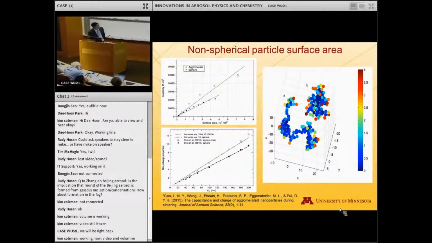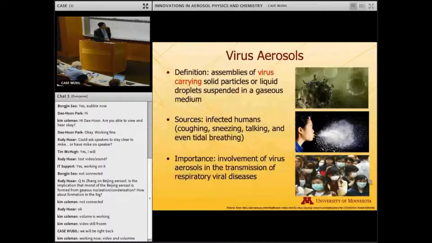So we're still working on that, and the student continues to work on this technique. Now the next irregular non-spherical or near-spherical particles are viruses.